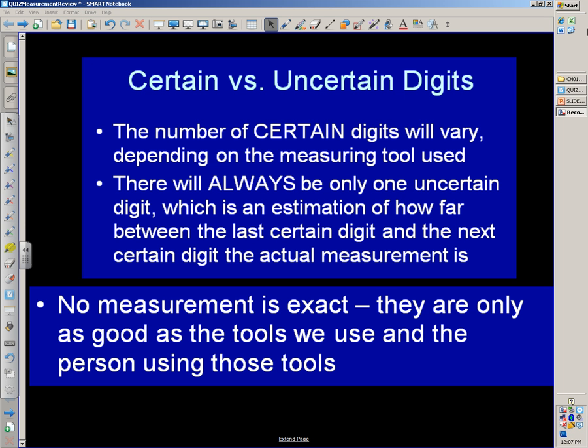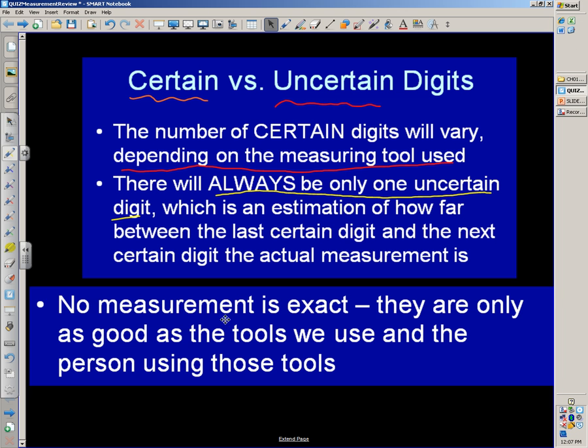So remember, each measurement that we have has two kinds of digits, certain digits and uncertain digits. Okay? Certain digits can vary depending on the measuring tool used. The certain digits come from the marks on the measuring tool, the lines that are on the ruler. However, there is always only one uncertain digit. How many numbers you have written down depends on the measuring tool that was given to you and then your reading of that measuring tool.